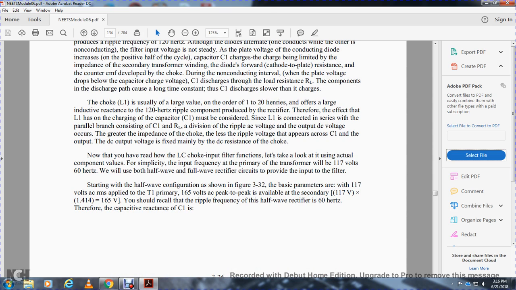The choke L1, the inductor L1, is usually of large value, on the order of 1 to 20 henries, and offers a large inductance to the 120 Hz ripple component. The rectifier, in effect, sees the inductor L1 in charging the capacitor C1, and the inductor L1 is connected in series with the parallel branch of capacitor C1 and the load resistor. The division of the ripple AC voltage and the output DC voltage occurs such that the greater the impedance of the choke, the less ripple voltage appears across capacitor C1 at the output. The DC output voltage is fixed mainly by the DC resistance of the choke.